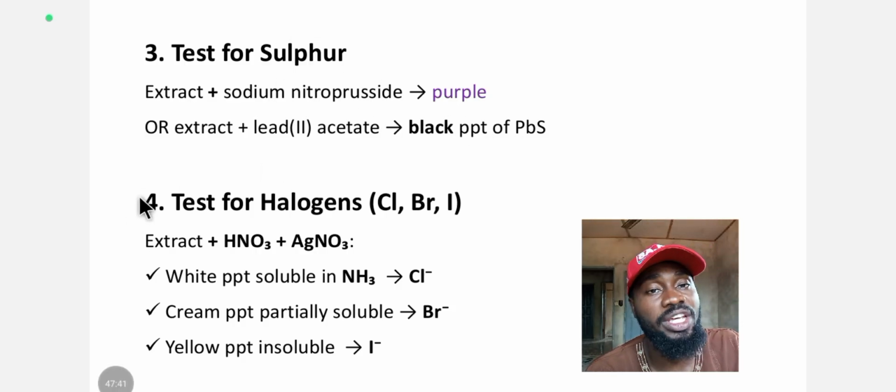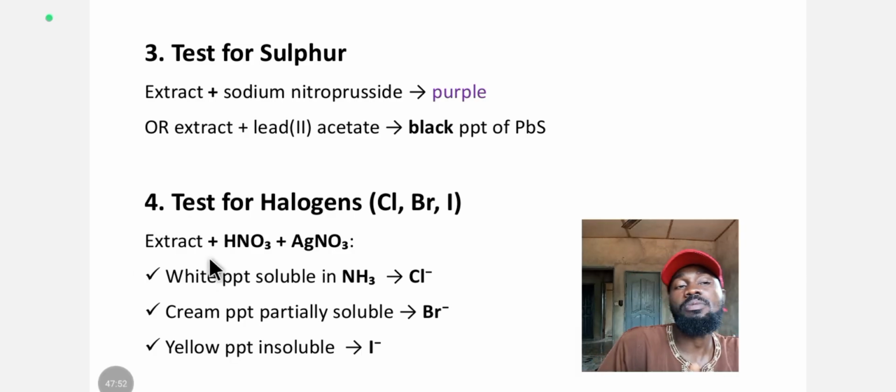Okay. Number 4 here is test for halogens. What are the halogens? Halogens such as chlorine, bromine, and iodine, and so on and so forth. So you get the extract, that's the substance in question.